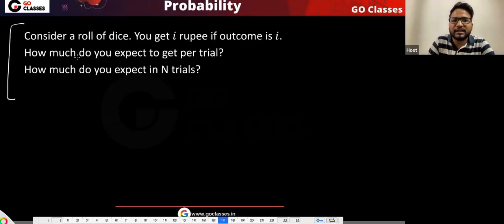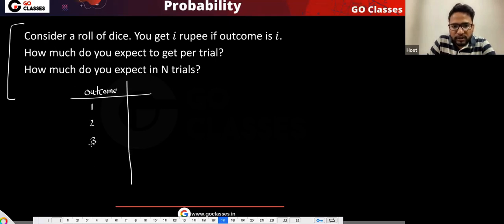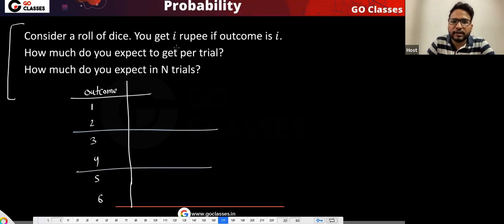Let's consider this question. They are saying consider a roll of dice. You get I rupee if the outcome is I, which means that you toss a dice. Let me write the outcomes. Outcome could be 1, 2, 3, 4, 5, 6. They are saying that if the outcome is 1, you will get 1 rupee. If the outcome is 2, you will get 2 rupees. Here you will get 3, 4, 5, 6.